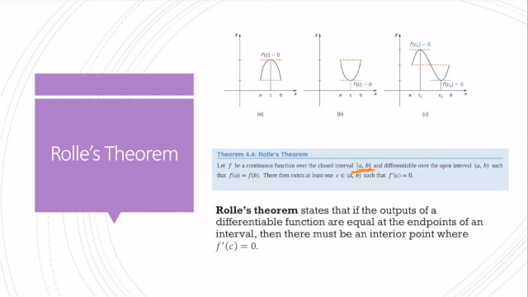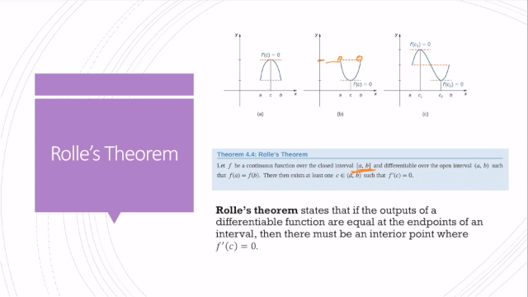Okay? So what Rolle's theorem states is that if the outputs of a differentiable function are equal at the endpoints of an interval, then there must be an interior point where it changes directions, right? Here we see, if we look at a parabola, here's kind of a scooted over cubic, right? That it changes directions. And my output is equal at this point and this point. So at some point it must have changed directions, okay?